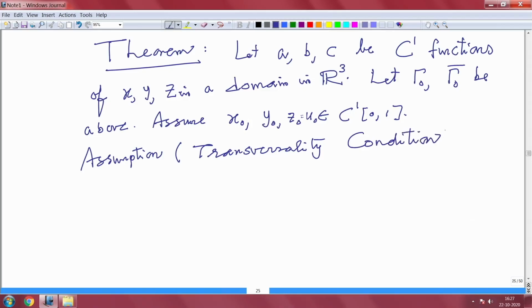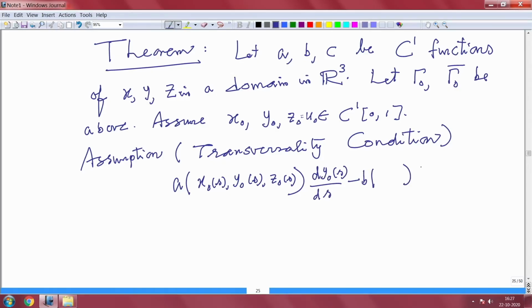What is the transversality condition? You look at the value at the initial curve. This is x naught of s, y naught of s, z naught of s, into dy naught, that is the tangent to the curve. You have to understand what this condition means: minus b, again the same argument, dx naught by ds, should not be equal to 0.